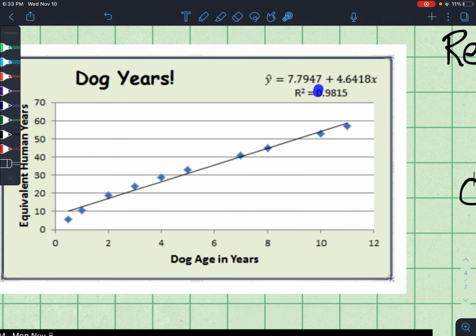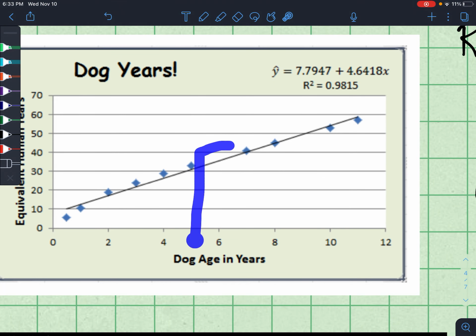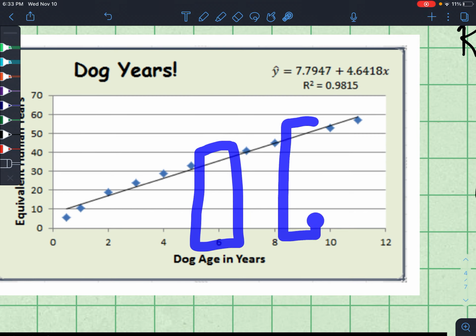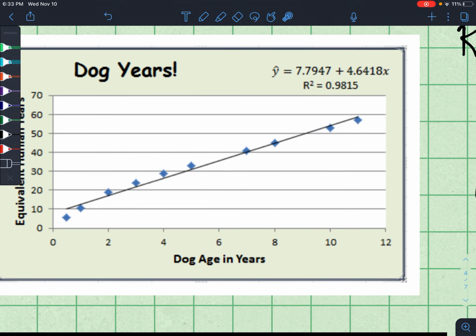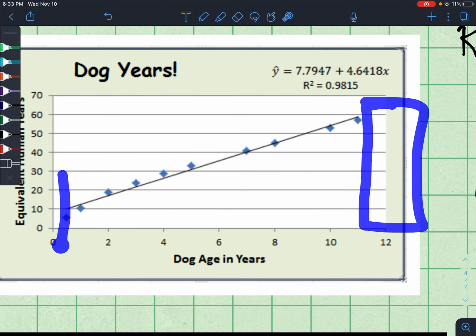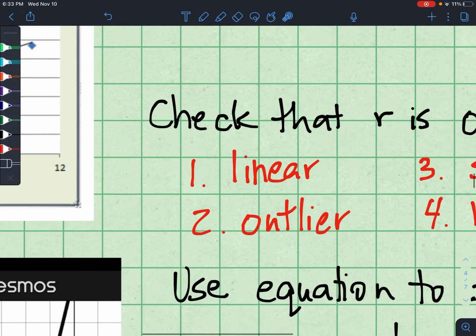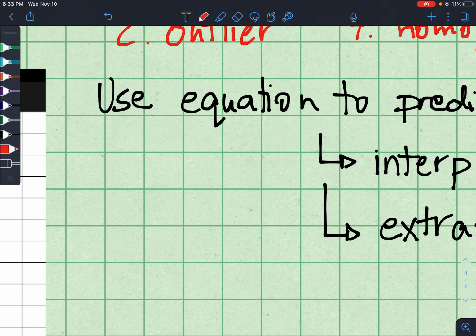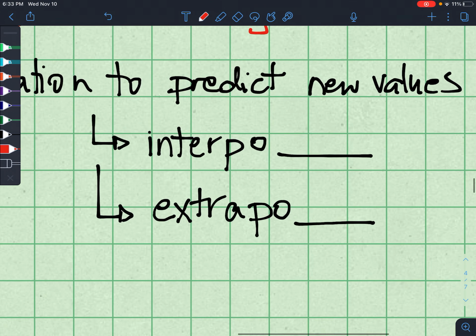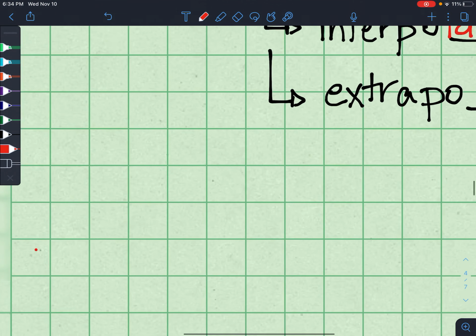Well, if we go back to our chart, we can see there's a gap here. There's also gaps on either side. Caution on those. We'll start with the ones internally. For example, what is the relative age of a person with a dog that's 6 or 9? So I'm going to pick 6. Now this first type of prediction is called interpolating, or to interpolate.